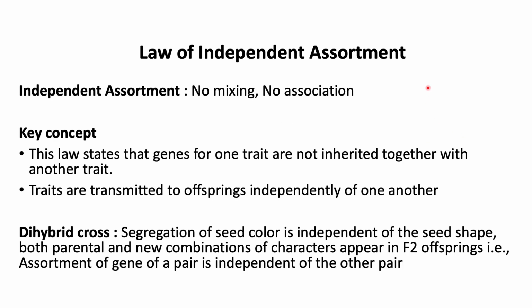The final law of inheritance is the law of independent assortment. It states that genes for one trait are not inherited together with another trait. That is, the traits are transmitted to the offspring independently of one another. This was demonstrated by Mendel's dihybrid cross, where two traits such as the seed shape and seed color were observed. It was seen that the segregation of the seed color was independent of the seed shape. Both parental and new combinations of the characters appeared in the second generation, that is the F2 offspring. This showed that assortment of genes of a pair is independent of the other pair.